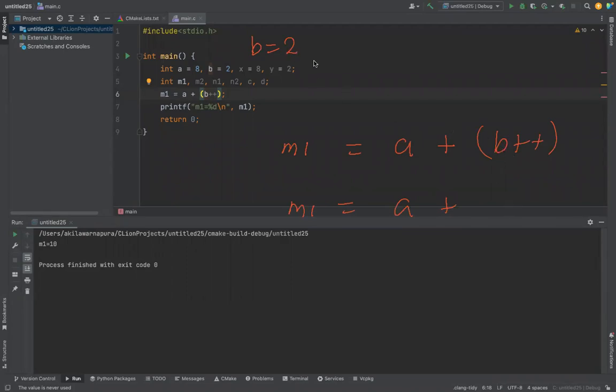What is the existing B value? 2. Assign the 2 to the here. Okay, now you can increment. Now the 2 should be 3. Okay, but you assign 2 here because this is postfix operator. Okay, now again M1 is equal A. A value is 8. 8 plus 2, M1 is 10. So answer is 10. Now I think you guys have the proper idea of the prefix and the postfix operator.